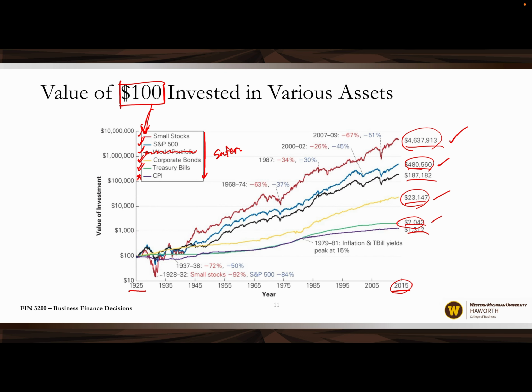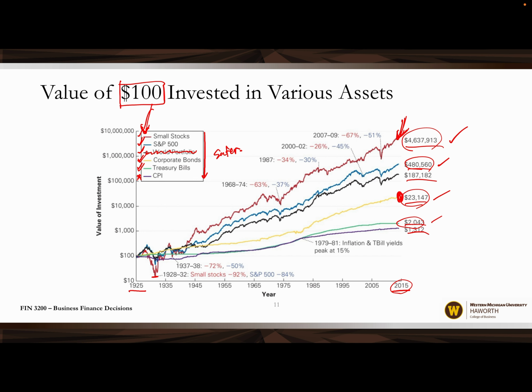Yeah. And another thing, if you pay attention to the lines, the red line, the small stock portfolio, is way more volatile, right? When things crashed, those ones crash harder, okay? Whereas if you look at this yellow line, for example, the corporate bond line, it's relatively flat.